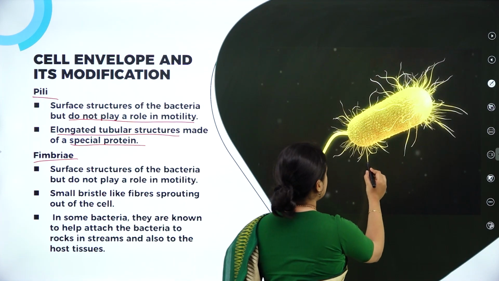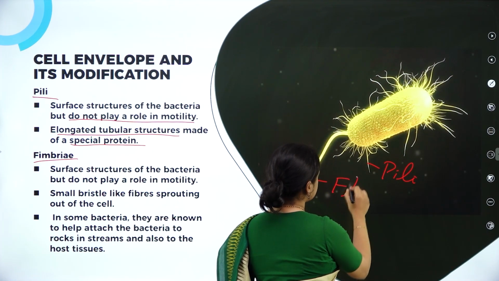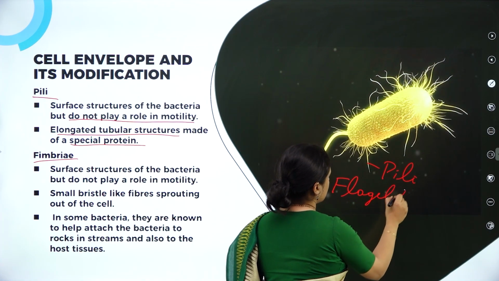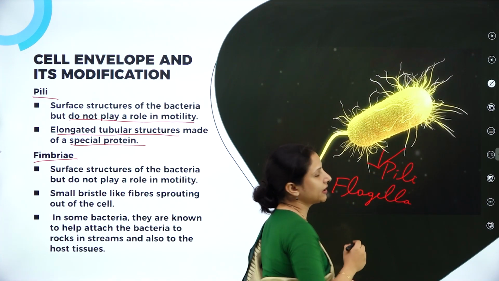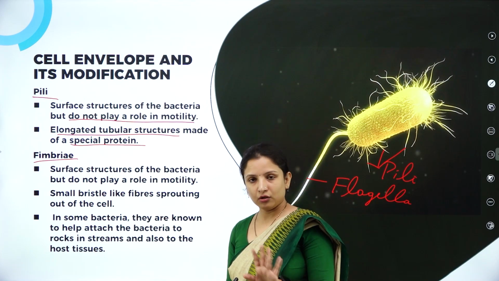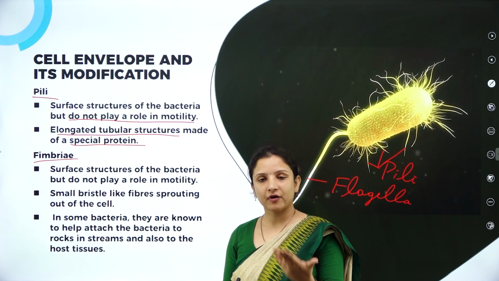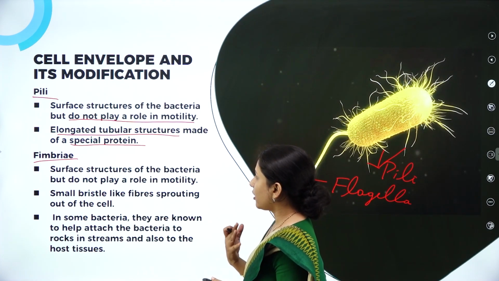So these are pili. So this is flagella. These are pili. So all these structures that are there are pili. They are called pili. So what is the function of the pili? They do not help in locomotion, but they have a particular function, and they are made up of a special protein.